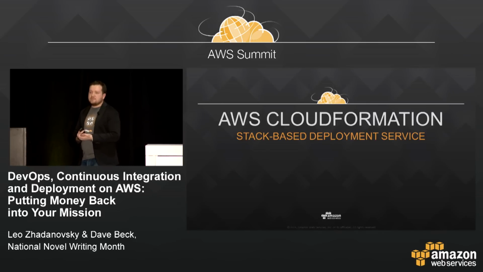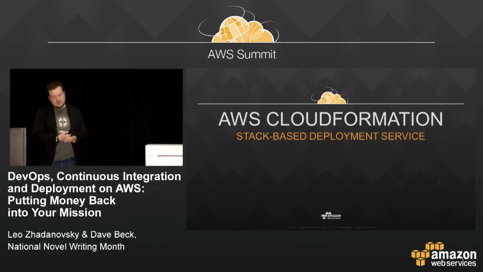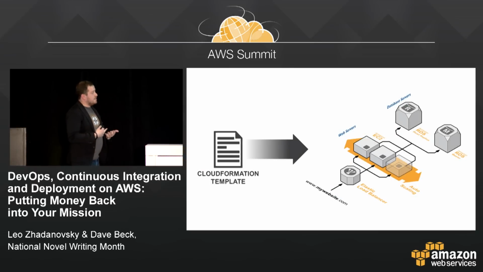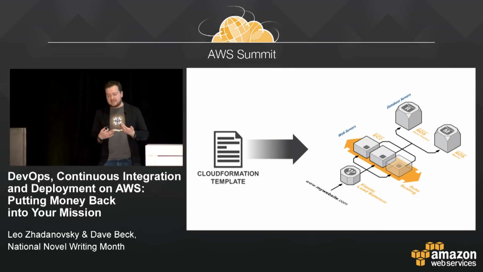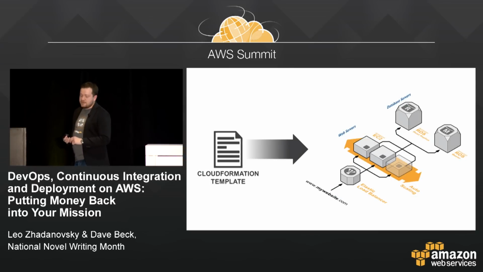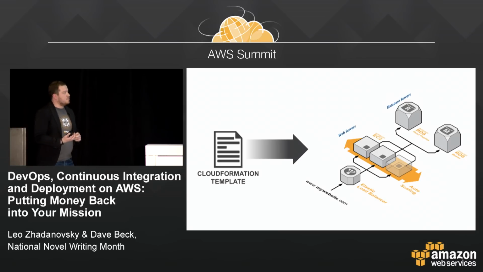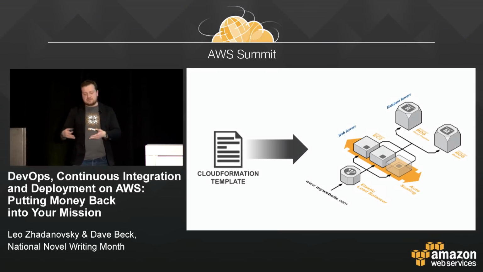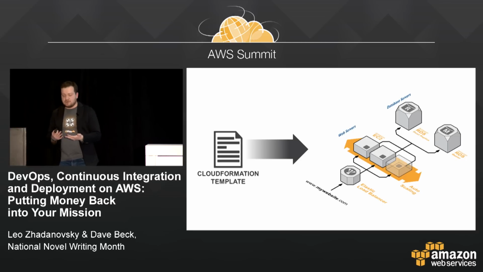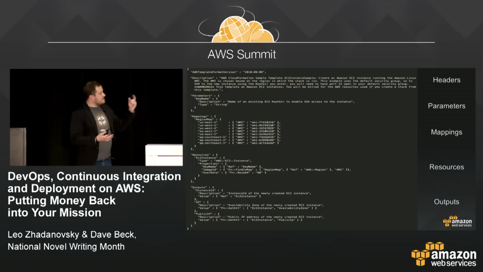So let's dive a little bit deeper into CloudFormation. Again, CloudFormation allows you to describe a whole stack. In this case, we've got an RDS instance, an auto-scaling group of web servers, and an Elastic Load Balancer. You can describe all of that in your CloudFormation template, and you can launch it programmatically and change it programmatically.